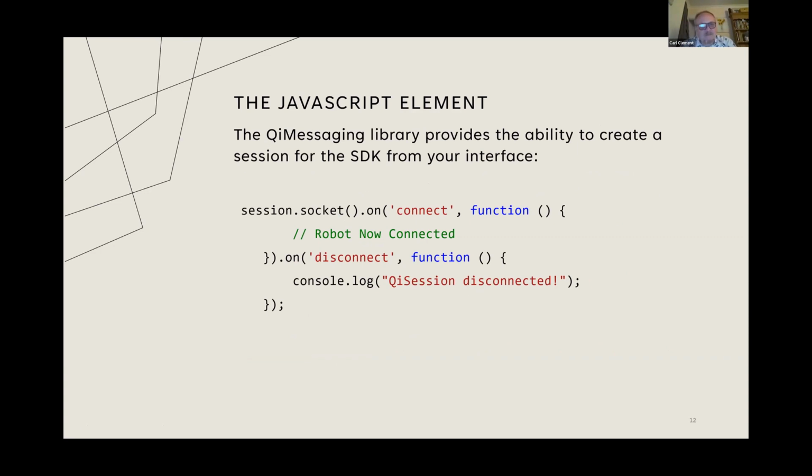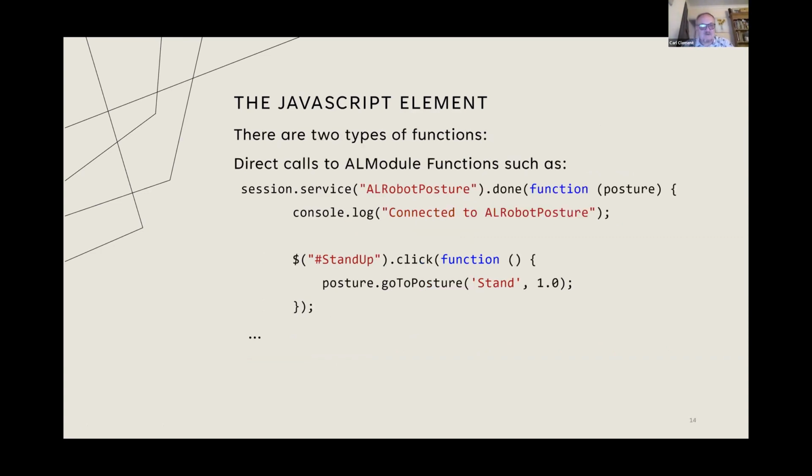Oh, I managed to go up there rather than down. There are also two types of calls that you can make, yeah? And this one's probably a slightly better example than the text to speech. There's an SDK module called AL Robot Posture. And it's a bit of a cheap one, because it will let you do things like tell the robot to stand up and sit down and things like that, just using a single call.